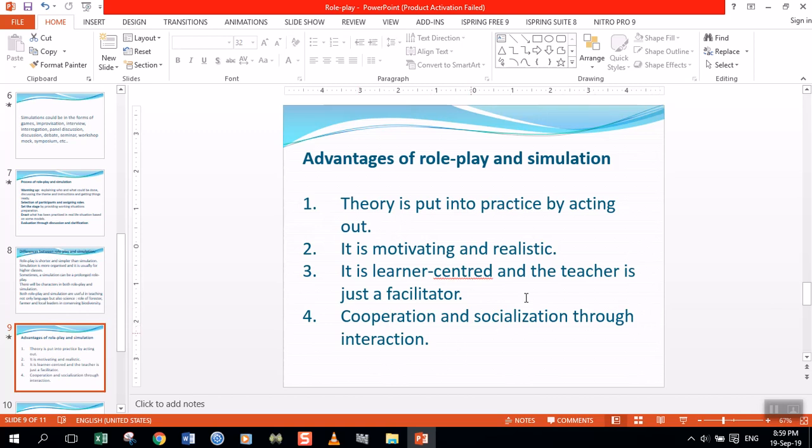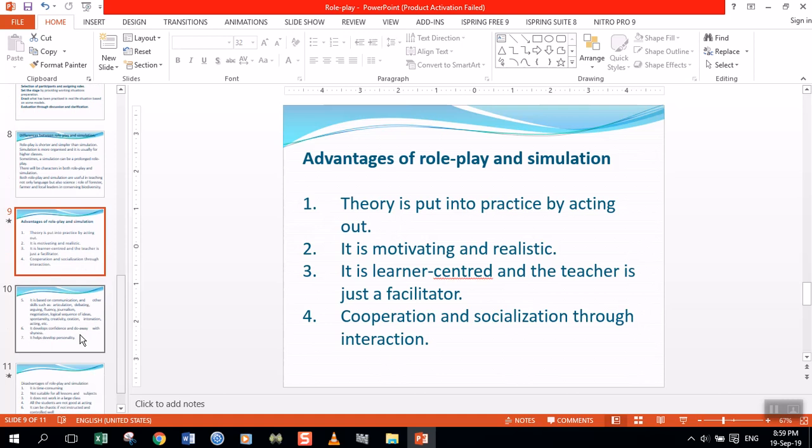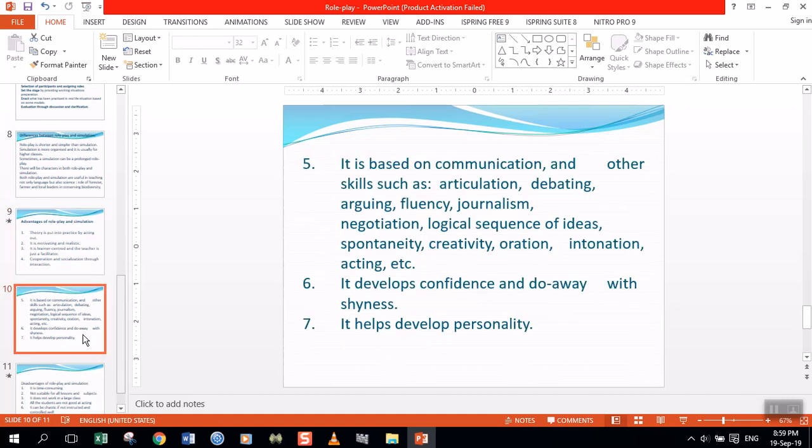Cooperation and socializing, because in the form of acting they need to understand others, and they need to bring and write arguments. So there is a lot of socialization, a lot of cooperation, a lot of understanding each other, accepting views of others. So this is how social skills are learned through role play and simulations.